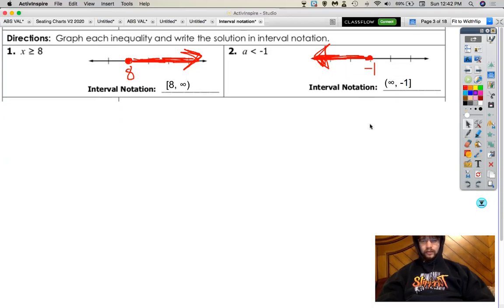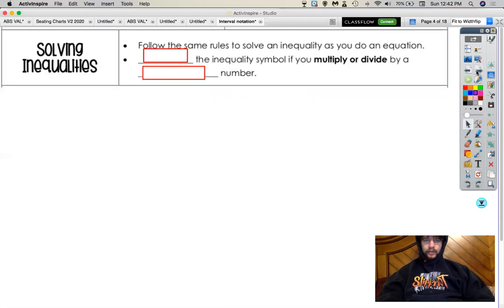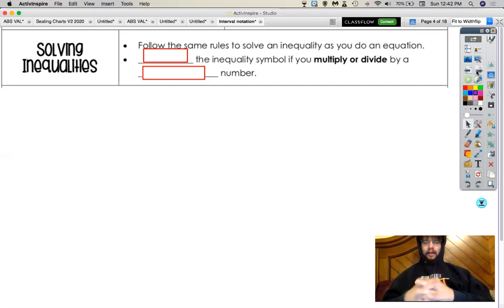All right, so we're going to do a bunch of examples. We're going to solve some inequalities and put them in interval notation and graph them. You must be able to read and write interval notation. Here we go. So basically, solving an inequality is the same exact thing as solving an equation, with one minor difference. Anytime you multiply or divide by a negative number, you must flip the inequality.